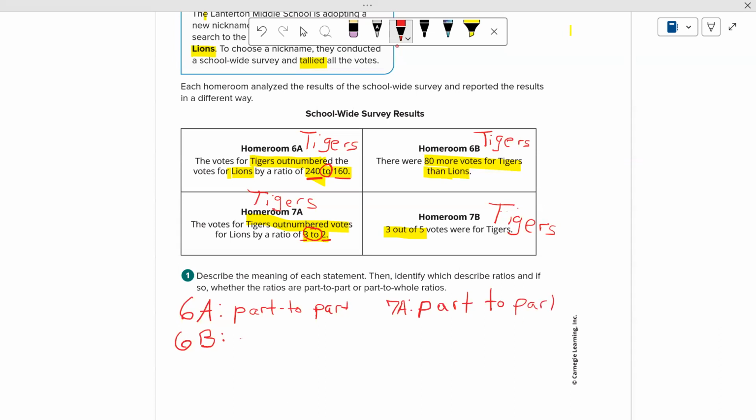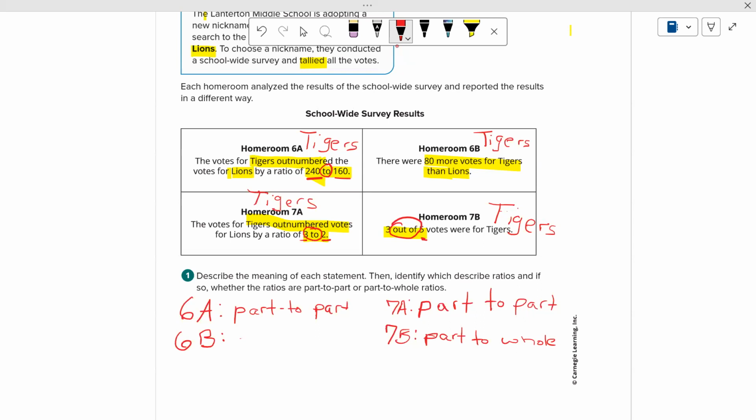Okay. Now 7B uses different words. It says "out of" instead of the word "to." 3 out of 5 votes were for tigers. So if there were 3 votes out of 5, this 5 means that there were a total of 5 votes. So this is actually what we call a part to whole ratio, because it's telling you that there were a total of 5 votes and 3 of them were for tigers. So it's tigers to total. That's that ratio.